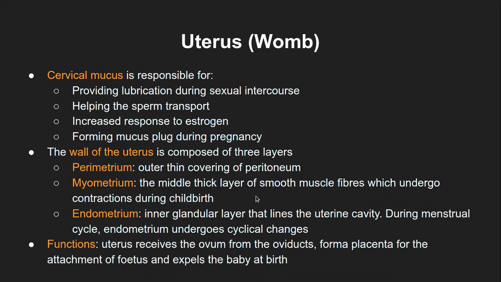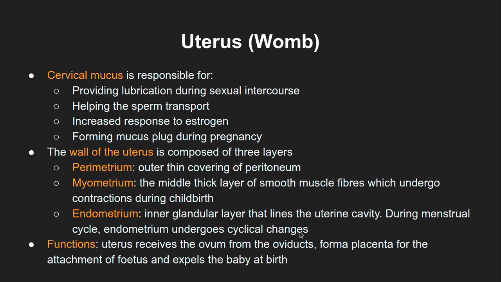Myometrium is the middle thick layer of smooth muscle fibers, which undergoes contraction during childbirth. So myometrium is the one which will be responsible for the labor pain, or the labor for that matter. Endometrium is the inner glandular layer, and this is again epithelial in nature, that lines the uterine cavity. So the innermost part of the uterus, which is a hollow portion, will be lined with the endometrium. And during the menstrual cycle, it is the endometrium which undergoes cyclic changes.